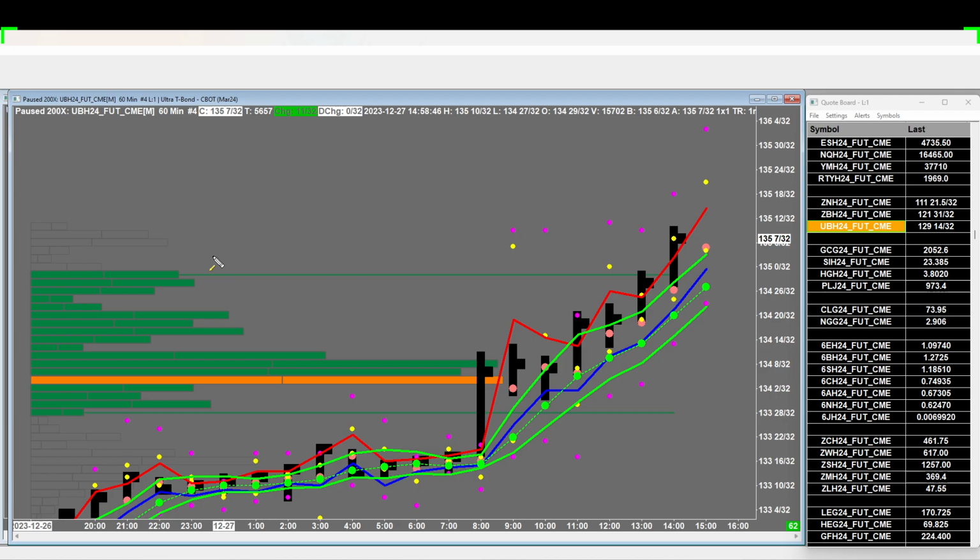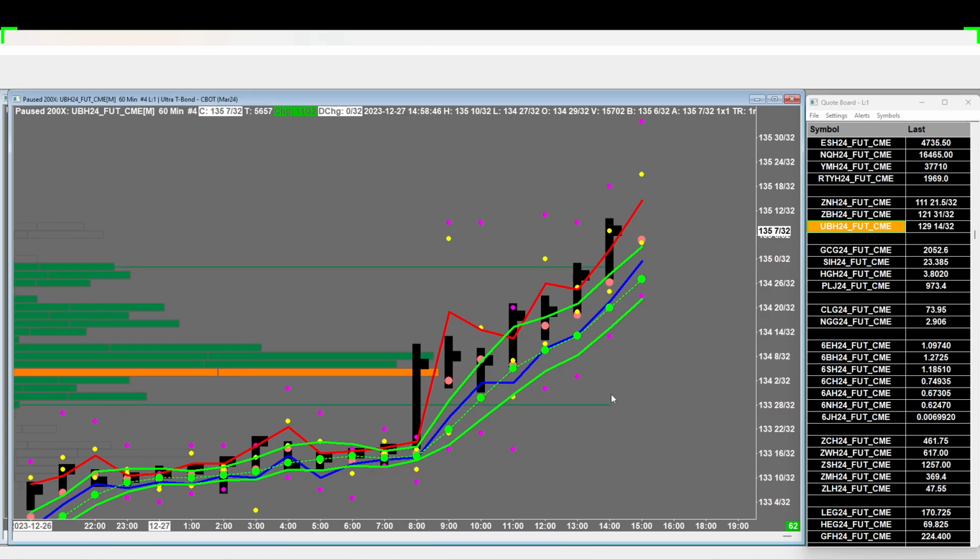But you can still see here, we've got a nice little volume area there. So it's continuing to search for acceptance up here, right? Now, the average true range for the ultra bonds at this time, I believe, was probably about 1.25, 1.3 points, which is, call it, 40 ticks, more or less. We've already exceeded that by a lot.